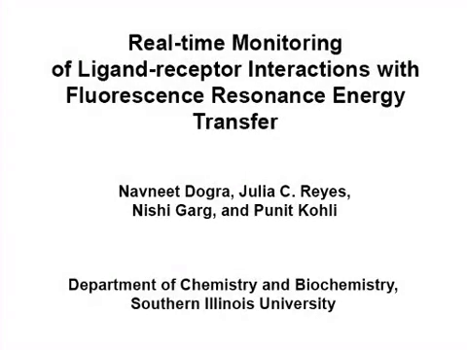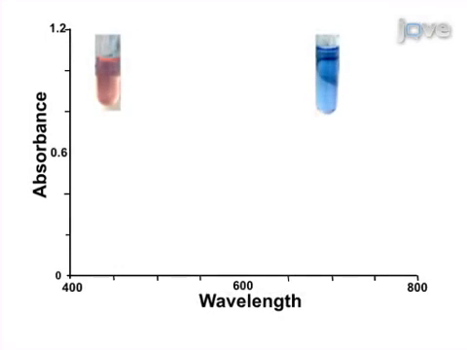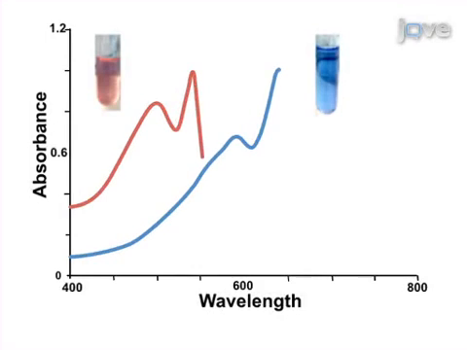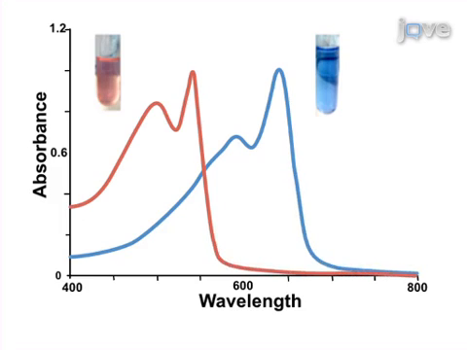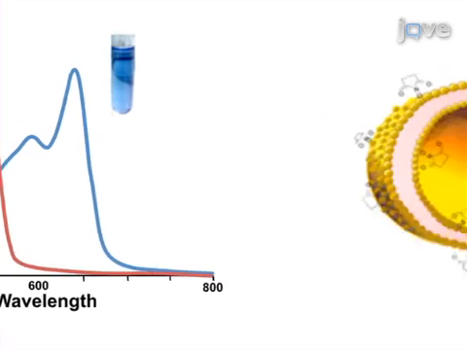The overall goal of the following experiment is to monitor ligand-receptor interactions with fluorescence resonance energy transfer. The method presented here utilizes an interesting property of PDA: a blue shift in the UV-Vis electronic absorption spectrum of PDA after an analyte interacts with receptors attached to PDA.